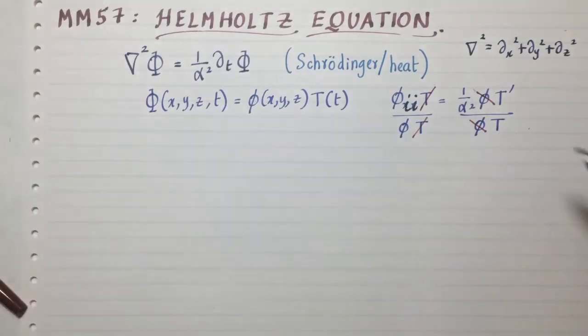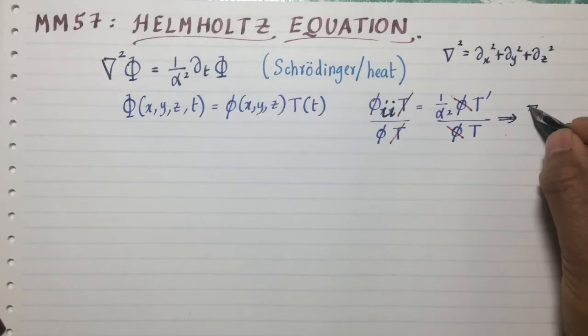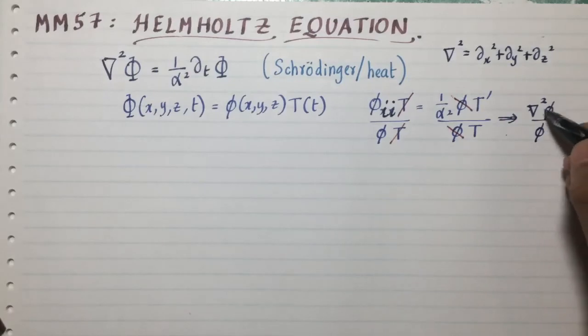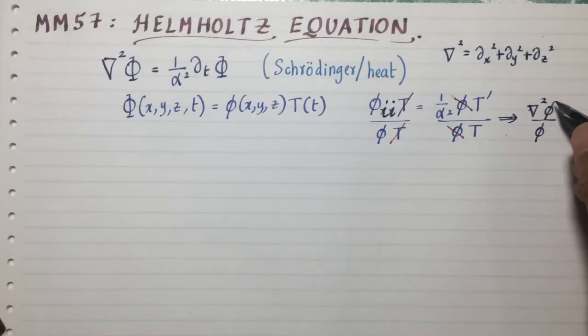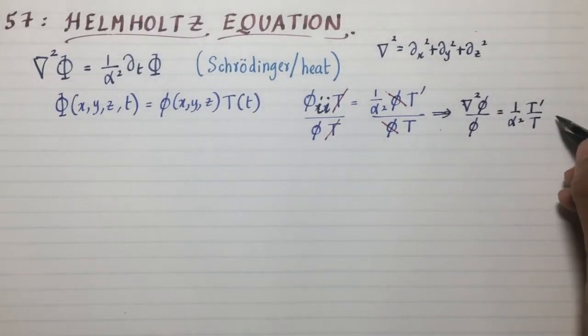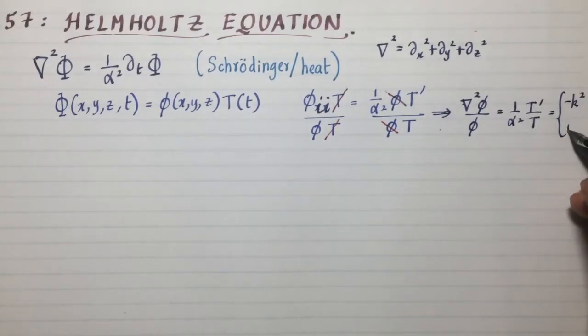Or I could have been a little less coy about this and simply called this a Laplacian. So this is going to be the Laplacian of phi over phi. I shouldn't say Laplacian squared, just Laplacian, is equal to 1 over alpha squared times T prime over T. Now, by the usual procedure of separation of variables, each of these things must be equal to either a positive constant or a negative constant. And we'll call that constant k squared, so we are assured that it can only be either positive or negative.